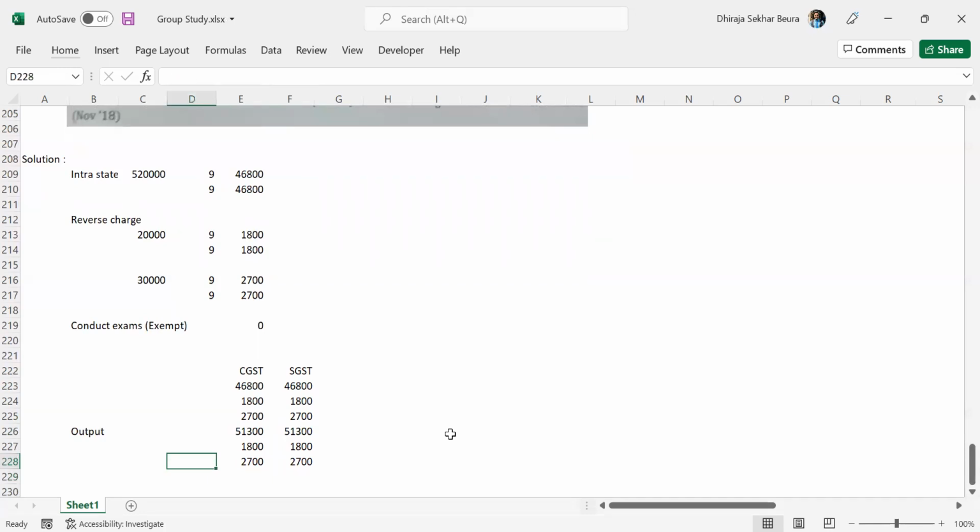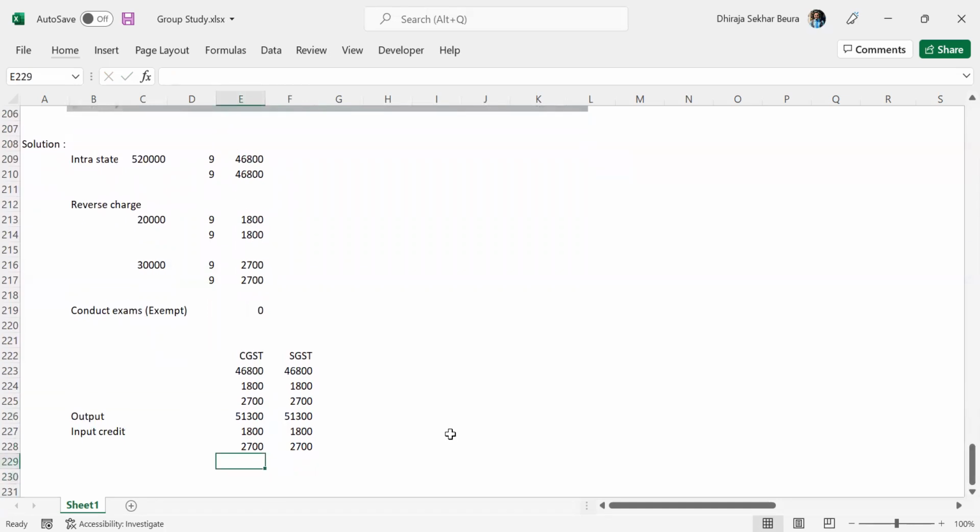So let me write it here, input credit. It is something like 46,800 minus 1,800 plus 2,700. Sorry, my bad. Can you repeat that? Yeah, 46,800 minus 1,800 minus 2,700. No.